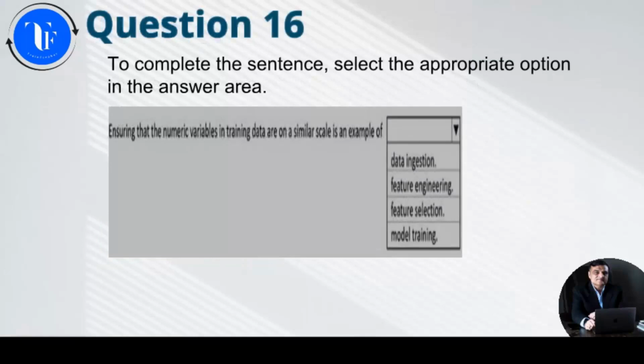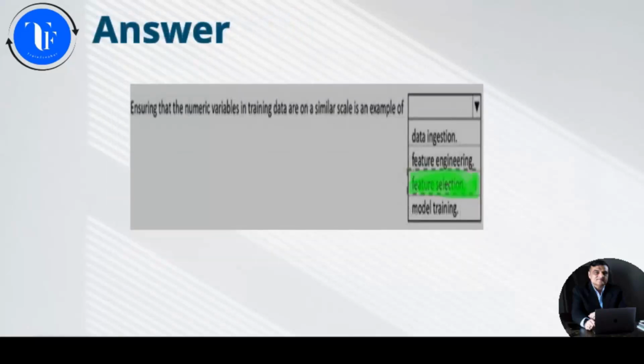Question 16. Ensuring that the numeric variables in training data are on a similar scale is an example of. Answer. Ensuring that the numeric variables in training data are on a similar scale is an example of feature selection.